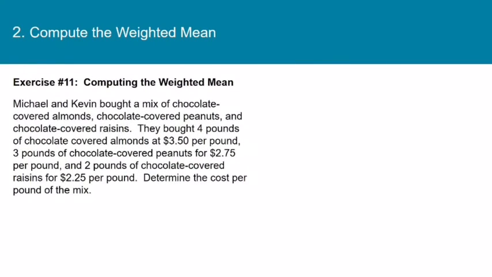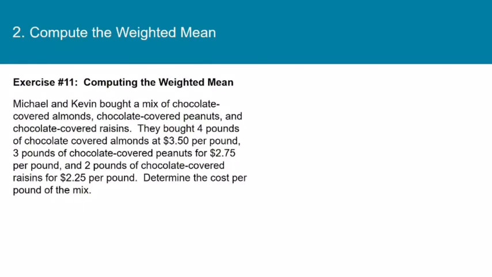Now this next example we're going to do by formula, just in case you ever need to find a weighted mean when you don't have a graphing calculator handy, or in case you are asked to show your work on a quiz or a test. So we'll do one more together using the formula. This one says Michael and Kevin bought a mix of chocolate-covered almonds, chocolate-covered peanuts, and chocolate-covered raisins. They bought 4 pounds of chocolate-covered almonds at $3.50 a pound, 3 pounds of chocolate-covered peanuts at $2.75 a pound, and 2 pounds of chocolate-covered raisins at $2.25 a pound. Determine the cost per pound of the mix.